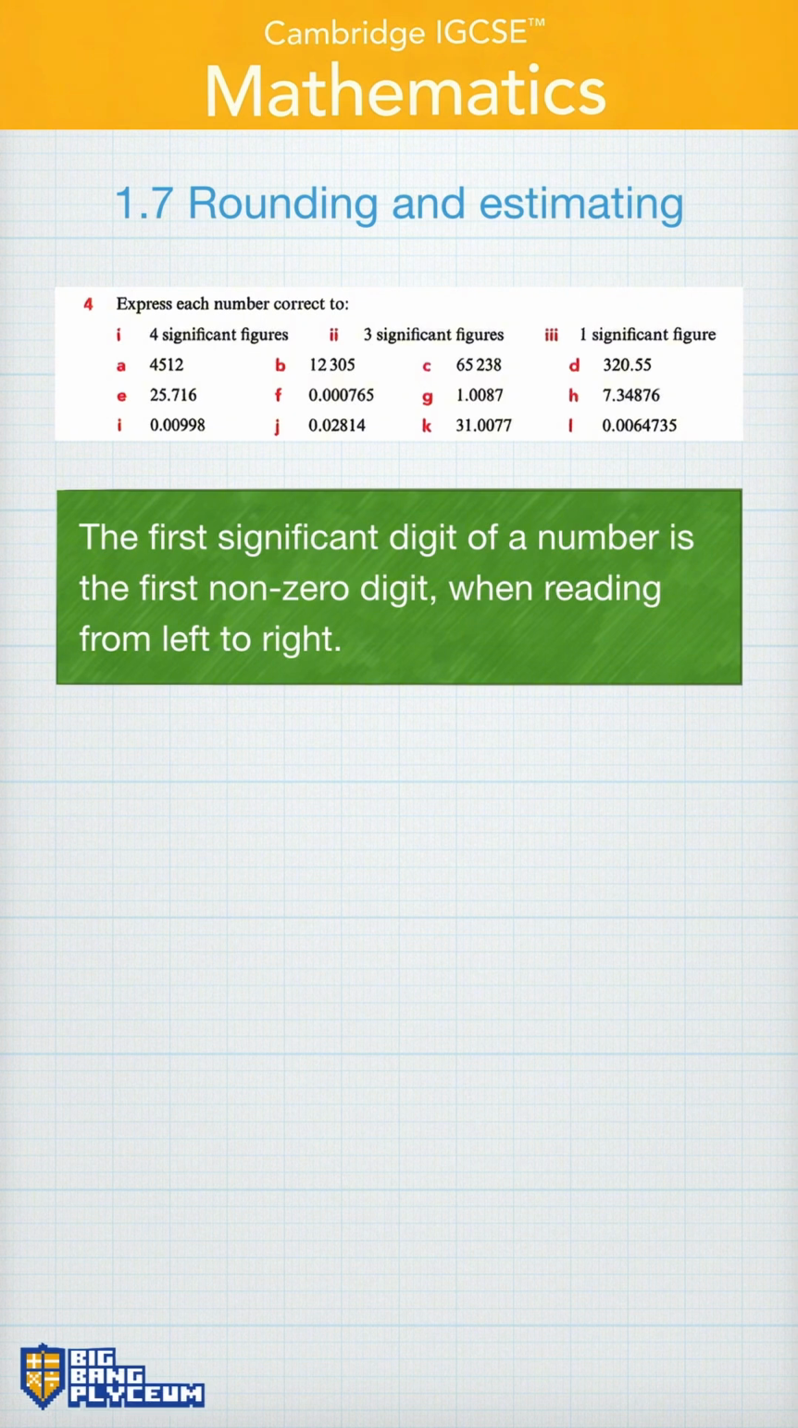Before we move on, we have to make it very clear what a significant digit is, okay? So let's try to define it. The first significant digit of a number is the first non-zero digit when reading from left to right. For example, in the number 4,512, what is the first non-zero digit when reading from left to right? Of course, it's 4, right?